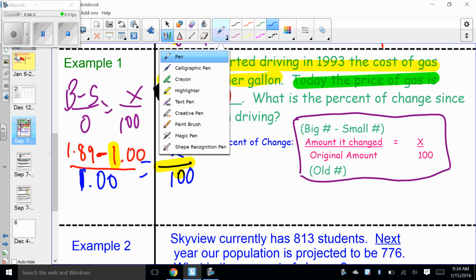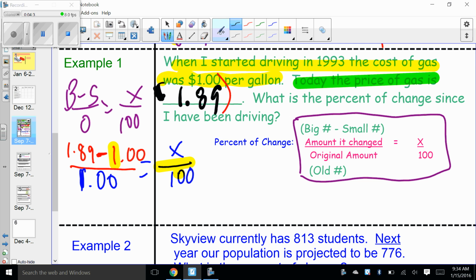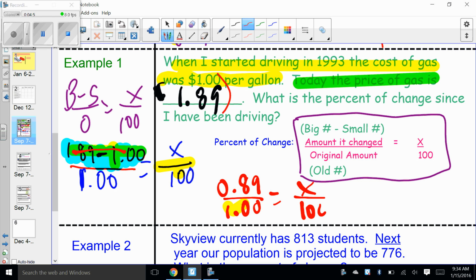So the trick for today's work is that we are going to do cross products, but before we can do cross products, we have to do this subtraction: $1.89 minus $1. That's going to be our first thing. So we take $1.89 minus $1, and we have 89 cents over $1 is equal to X over 100. At this point, we take cross products and solve. So should we be multiplying $1 times X, and multiplying the other side, as we've been doing through this whole unit: cross products and solving.